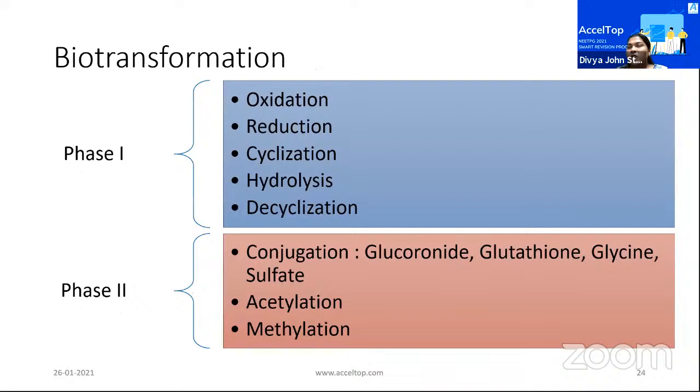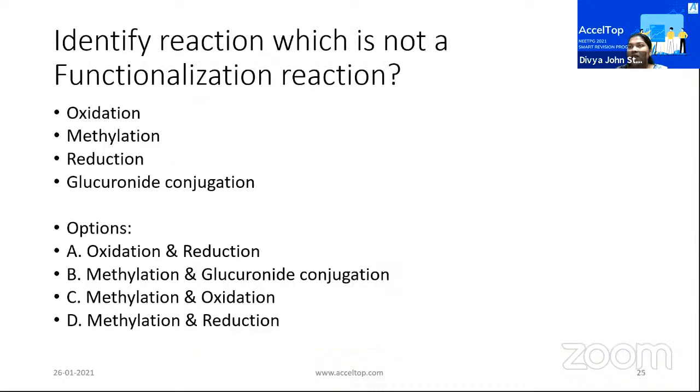So don't get confused by the name of the reaction. Acetylation and methylation fall under the purview of phase 2 reaction. All phase 1 reactions and glucuronide conjugation take place in the cytochrome P450 or your microsomal site. So that is also one of the key questioning areas that they do.